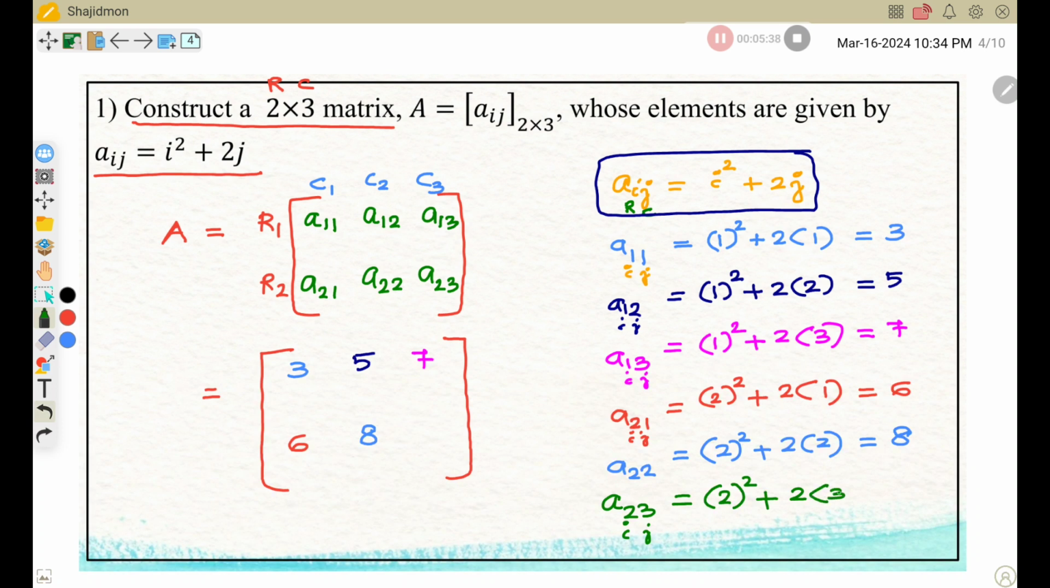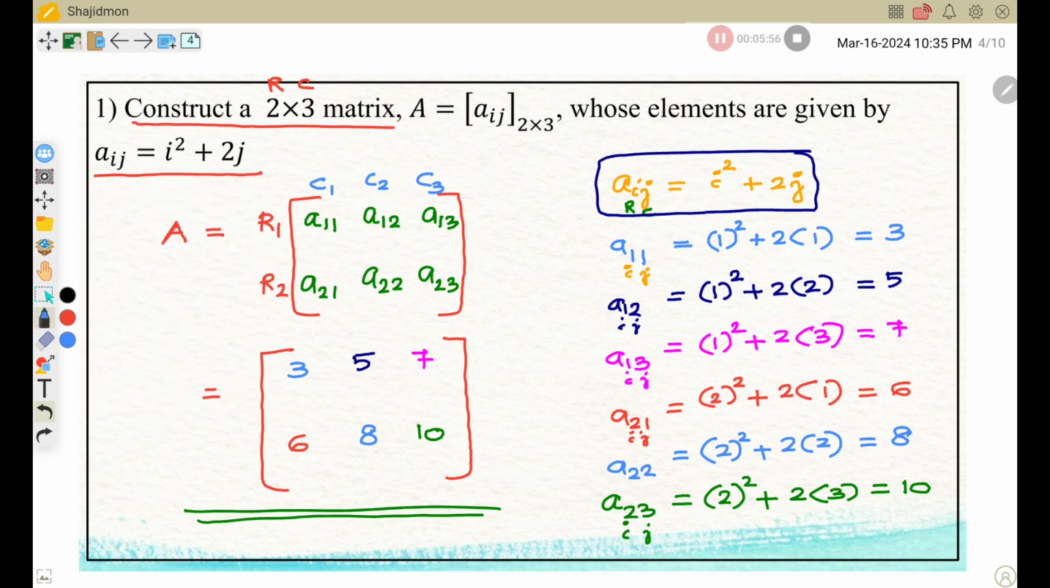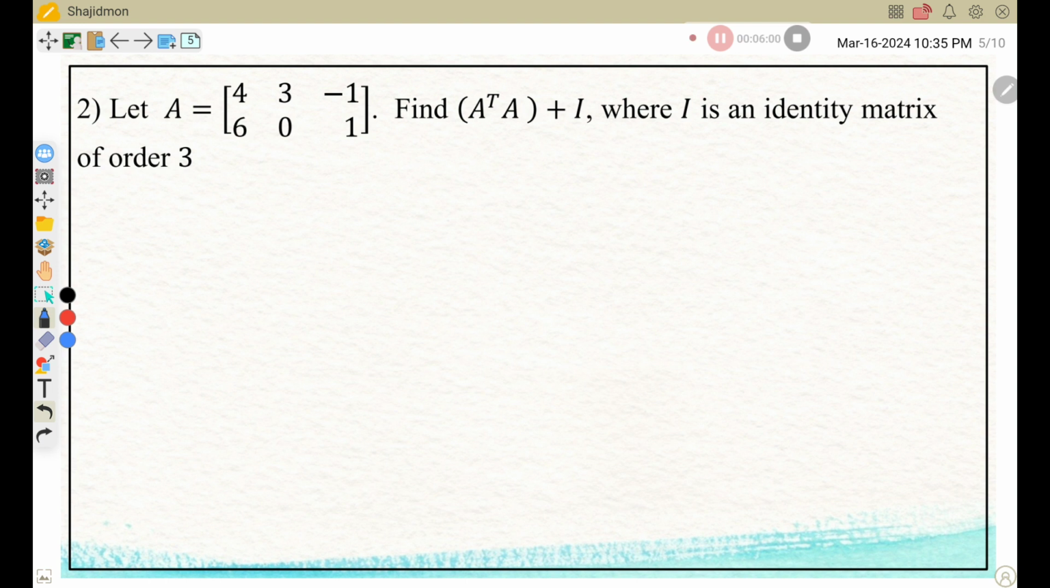So 2 multiply 3 is 6, 2 square is 4. So 4 plus 6, that is 10. So the last number we are getting is equal to 10. So this is the required 2 by 3 matrix in this question. Hope you understood this question. Okay, just a 2 by 3 matrix construction. It is an easy question. Now we will go to the second question.